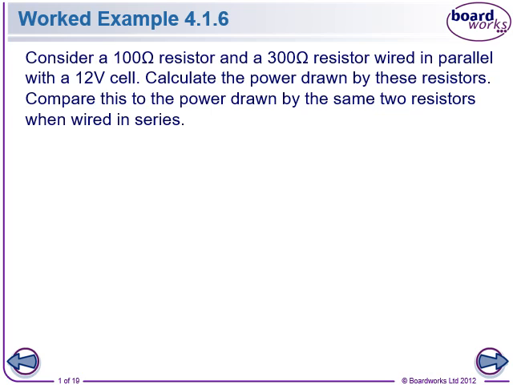Consider a 100 ohm resistor and a 300 ohm resistor wired in parallel with a 12 volt cell. Calculate the power drawn by these resistors. Compare this to the power drawn by the same two resistors when wired in series.